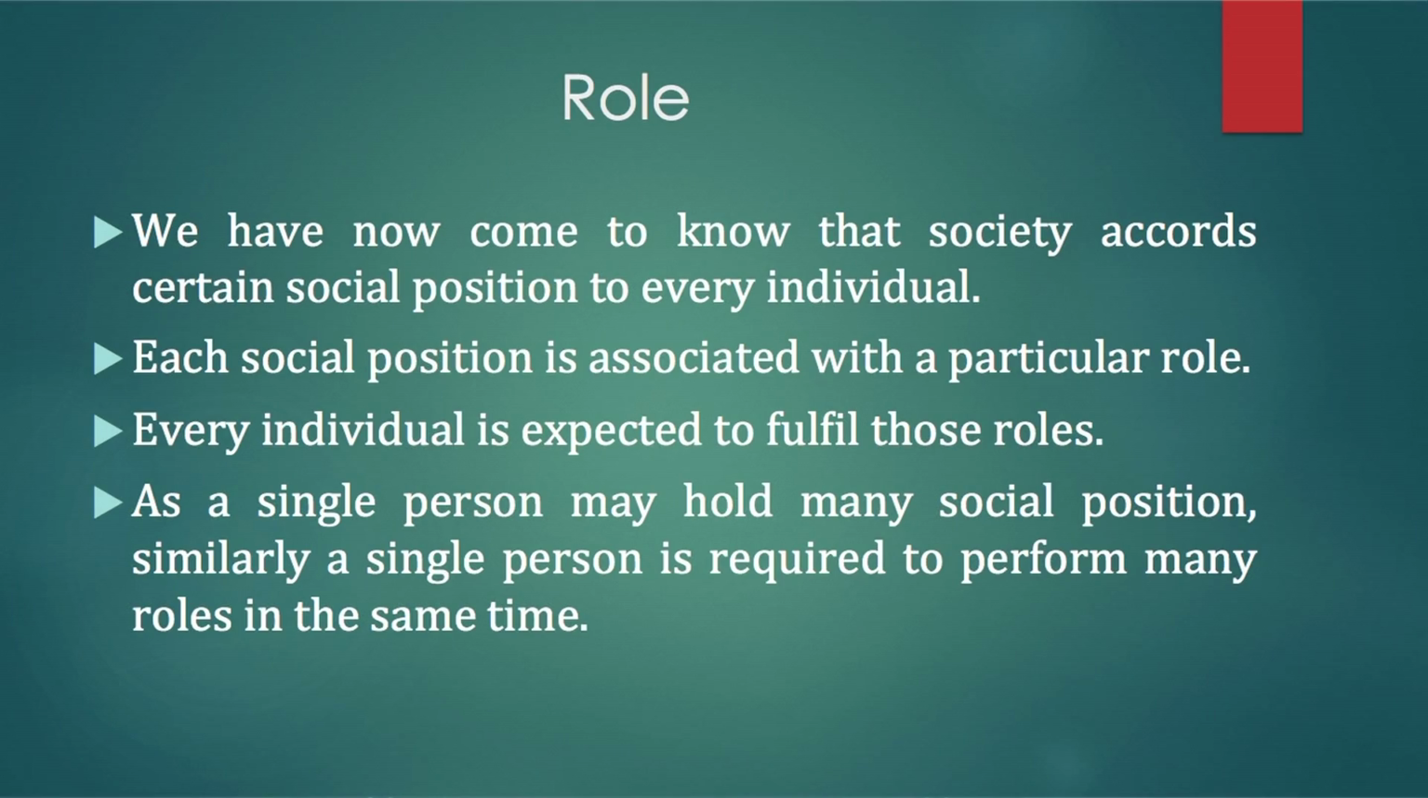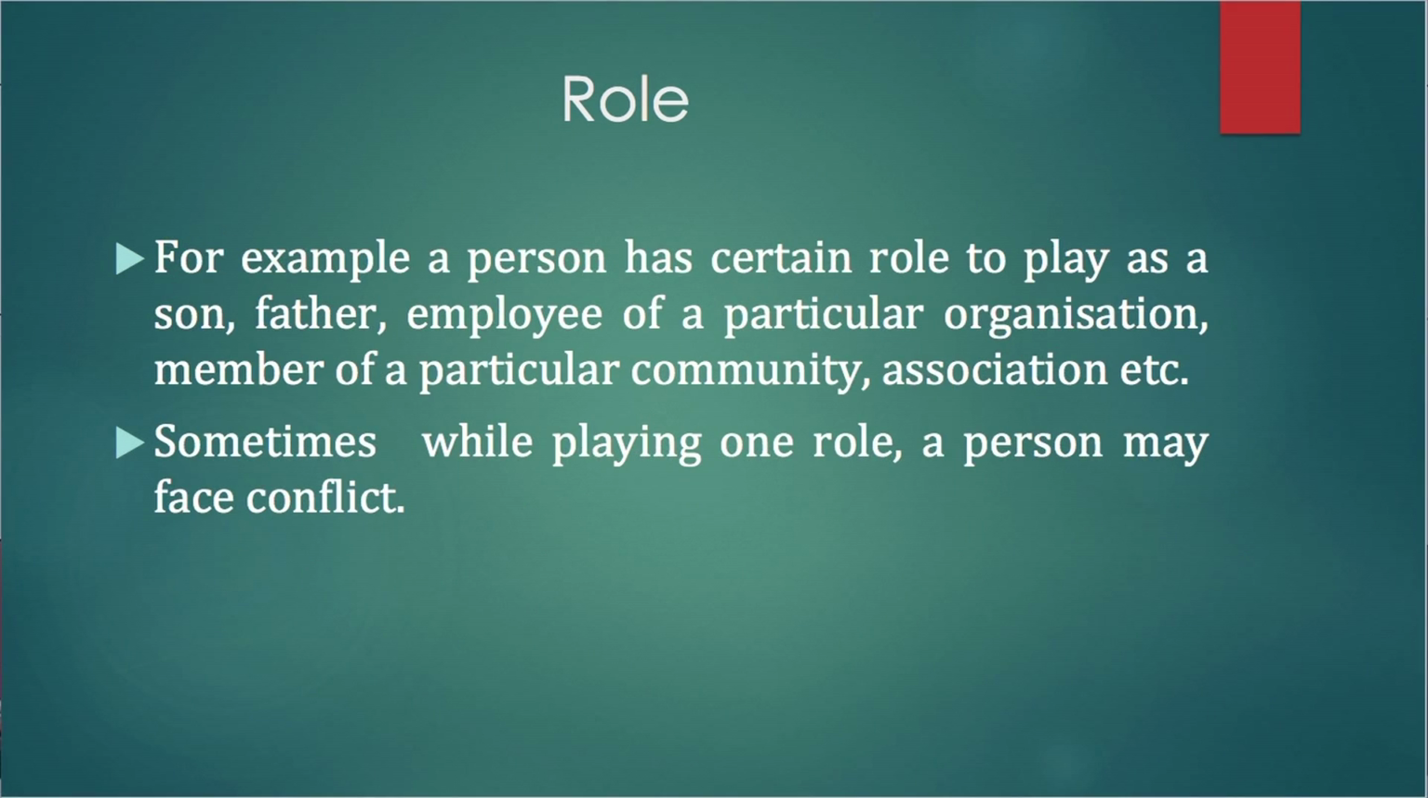Now finally, let us discuss what is role. We have now come to know that society accords certain social position to every individual, and every social position is associated with a particular role. Every individual is expected to fulfill those roles. As a single person may hold many social positions, similarly, a single person is required to perform many roles at the same time. For example, a person has certain roles to play as a son, as a father, employee of a particular organization, member of a particular community or association, etc. Sometimes while playing one role, a person may face conflict with the other roles. This is known as role conflict.